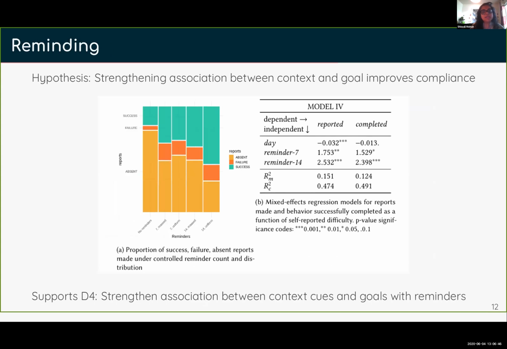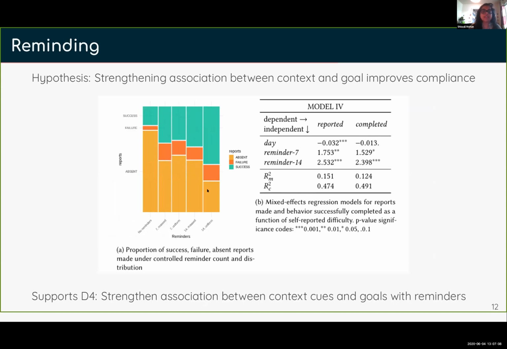The second one was about reminding. So you have to strengthen the association between the context in which a behavior is practiced and the goal they're trying to achieve. And here again, this is the no reminders condition. These are increasing numbers of reminders. And as you see, the behavioral compliance increases as you are giving more reminders.